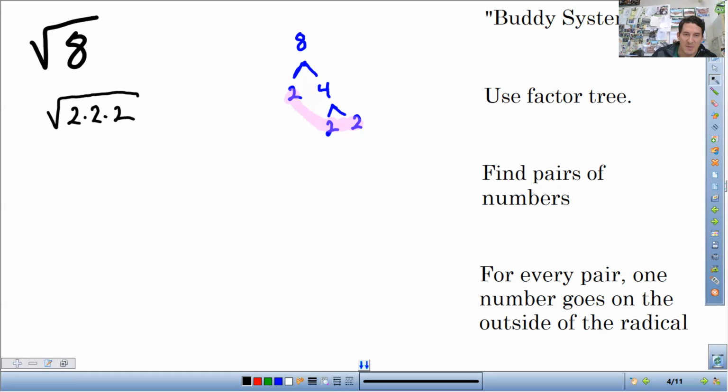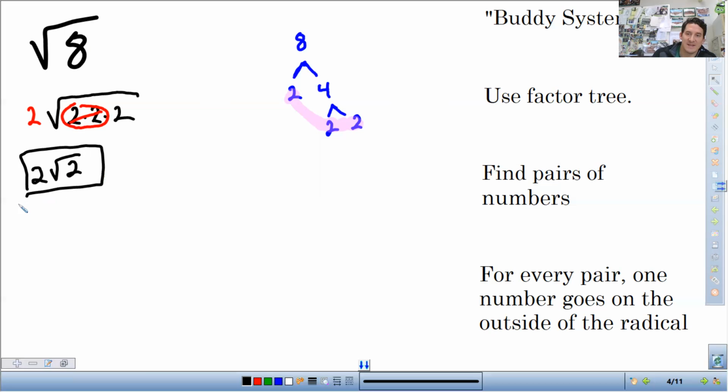So there's a pair of 2's. For every pair of numbers, you put one of those on the outside, and then cross them out. And then that is the simplified. So then rewrite it without the numbers crossed out. So it's 2 root 2. And we're done. So that is the simplified radical form of square root of 8.